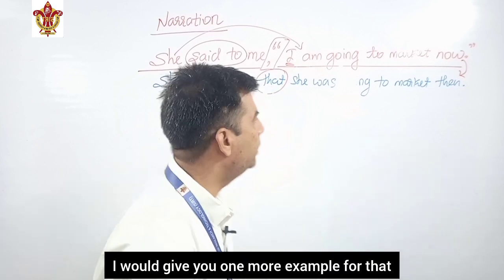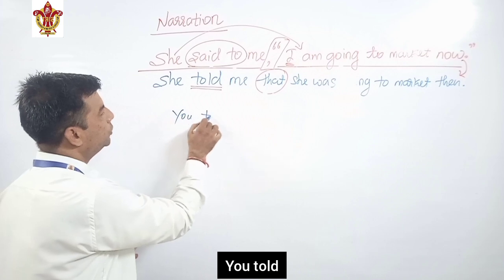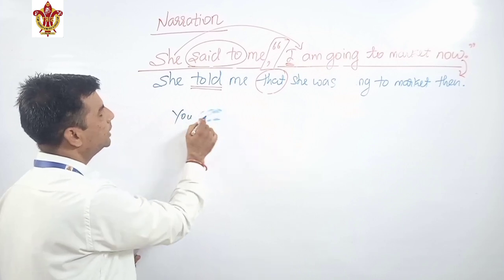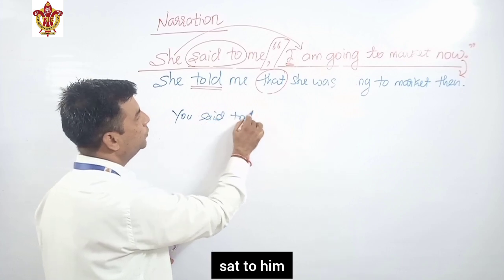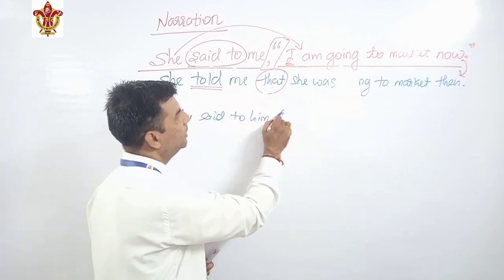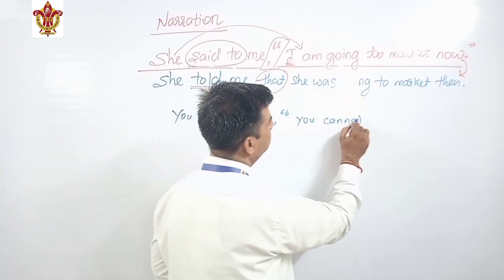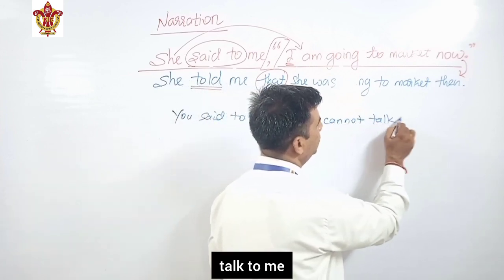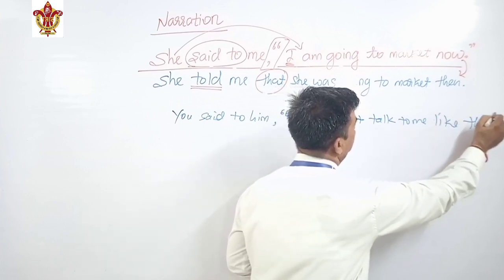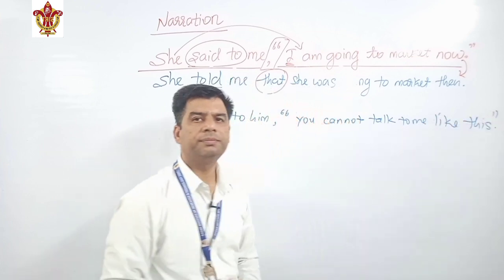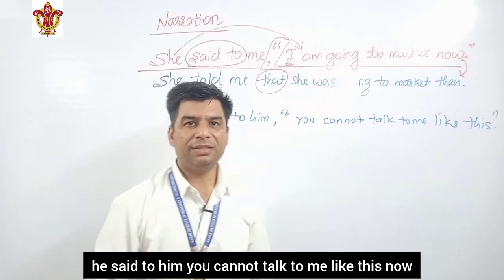I would give you one more example for that. You said to him, you cannot talk to me like this. Inverted comma close.